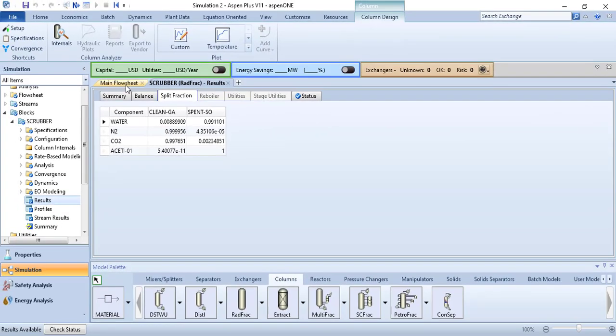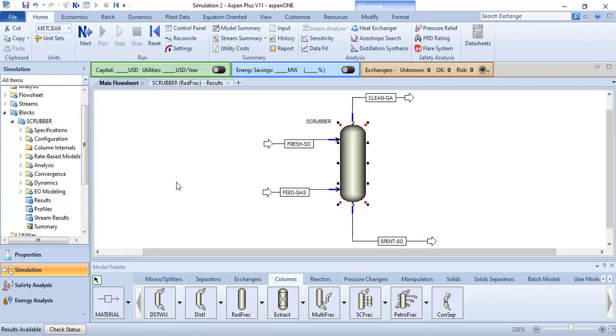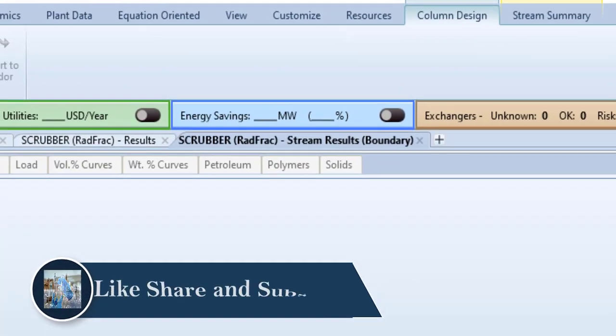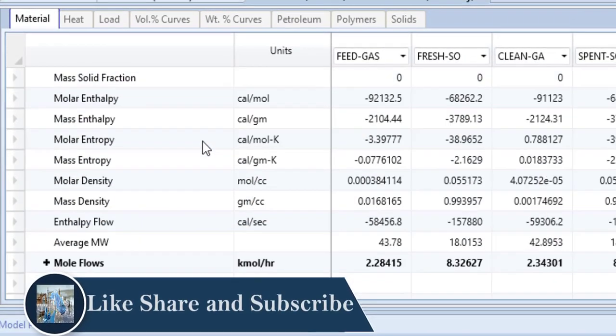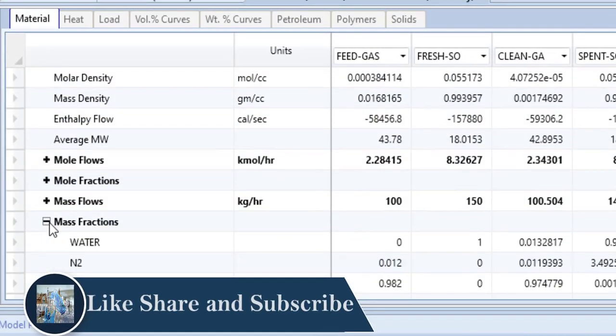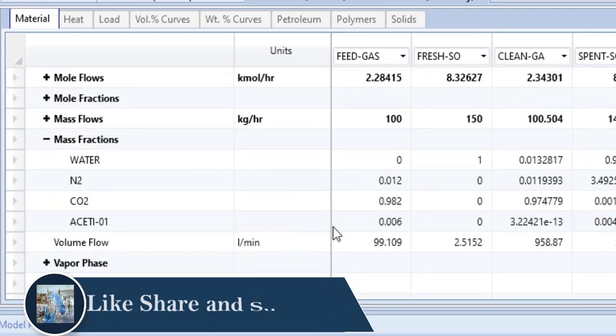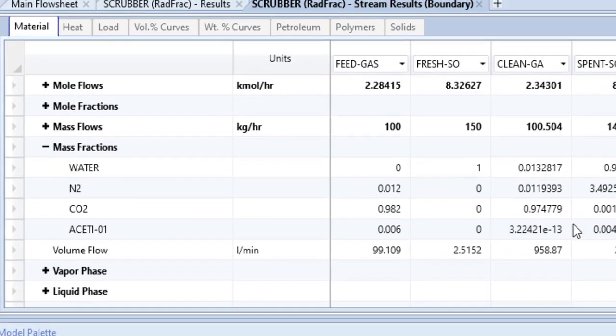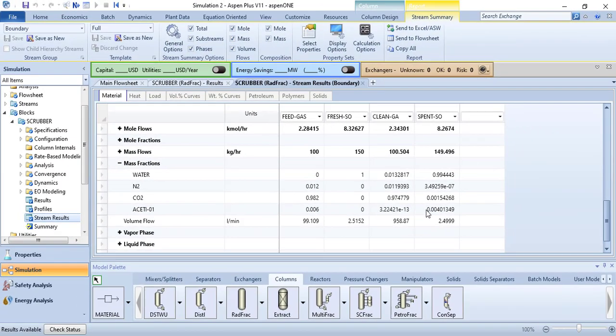So the better way of visualization is to get the stream summary. Click on this. Go to this mass fractions, and you can see that in the feed gas we have this mass fraction of acetic acid. We don't have any acetic acid in the fresh solvent, but in clean gas it's nearly acetic acid free. It's very small, nearly zero, you can say. Nearly all the acetic acid goes with the solvent.